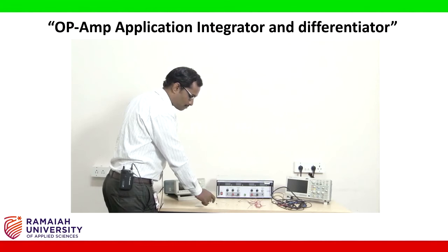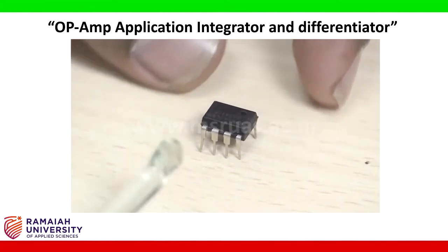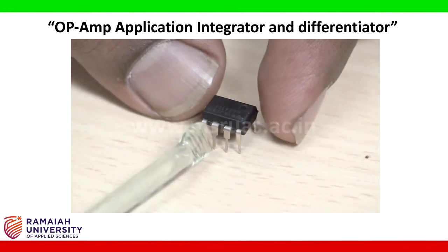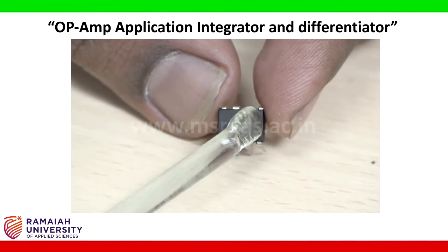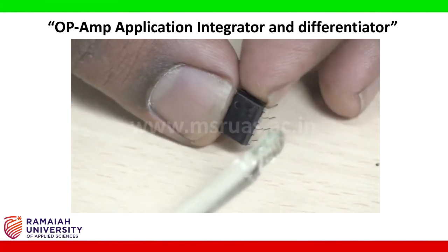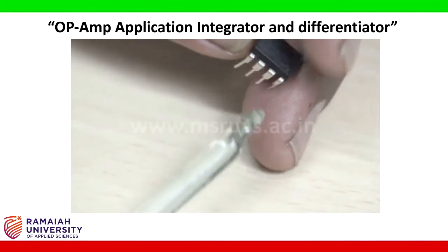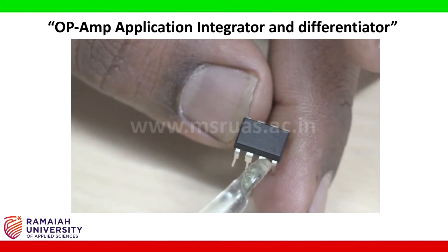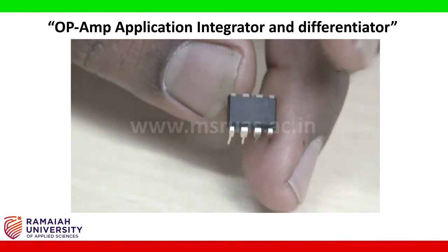MUA741 IC. This is IC MUA741. This IC contains 8 pins. Okay, that will start with the pin number of this notch. This is the notch that indicates pin number 1. Okay, this is pin number 1, 2, 3, 4, 5, 6, 7, 8. This is the 8 pin IC MUA741.